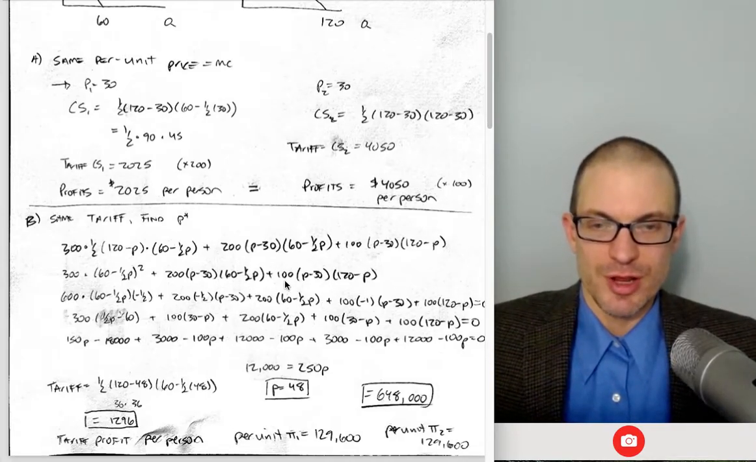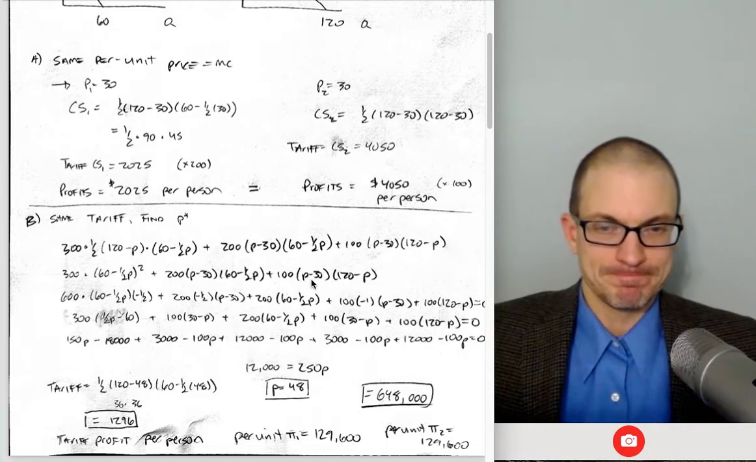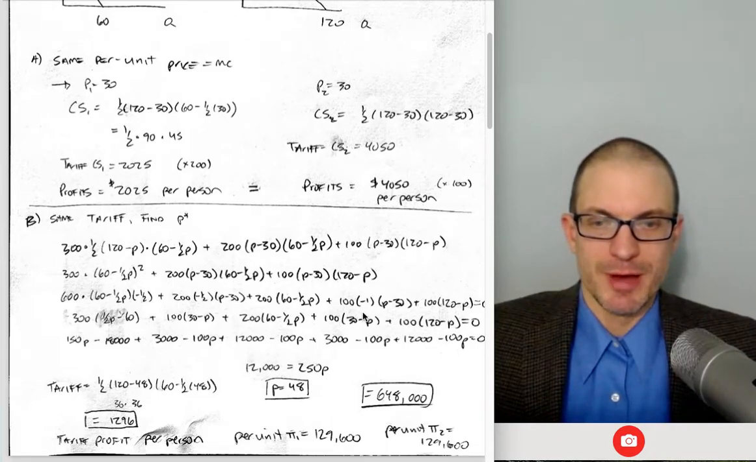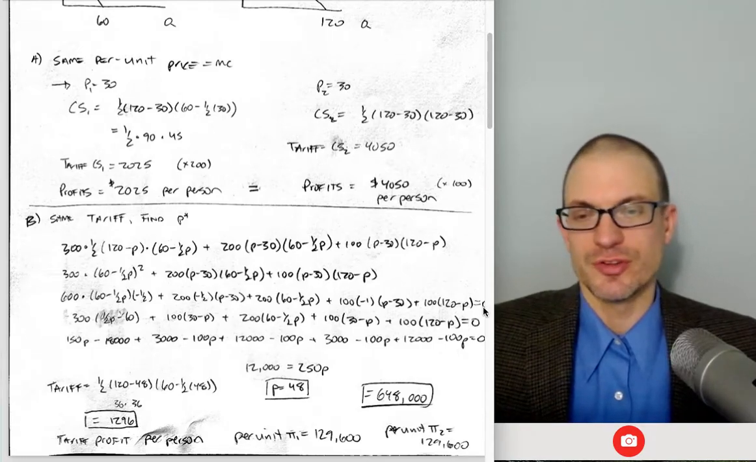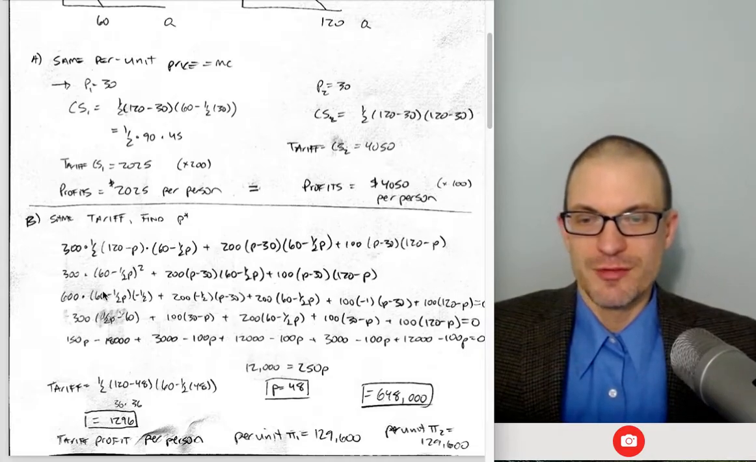I did the same thing over here. 100 times P minus 30, that's this right here, times the derivative of the inside, that was minus 1. And then over here, this is going to be 100 times 120 minus P times the derivative here, which is just 1. So that's where I got this. It's equal to 0 because that's our first order condition. And then from there, it's just cleaning up.